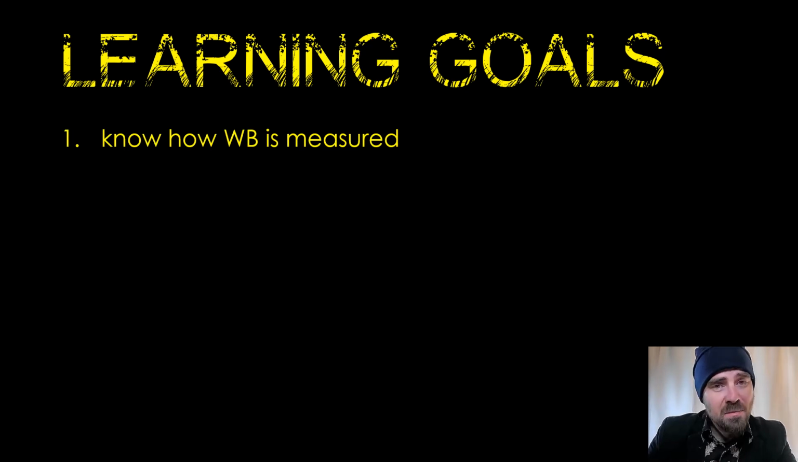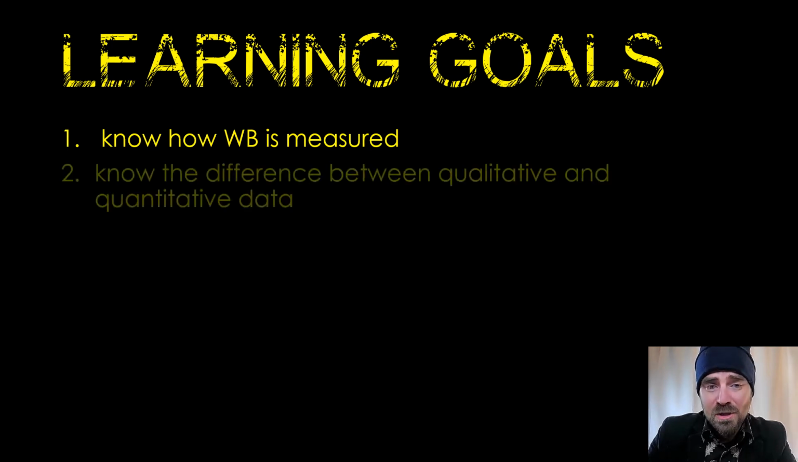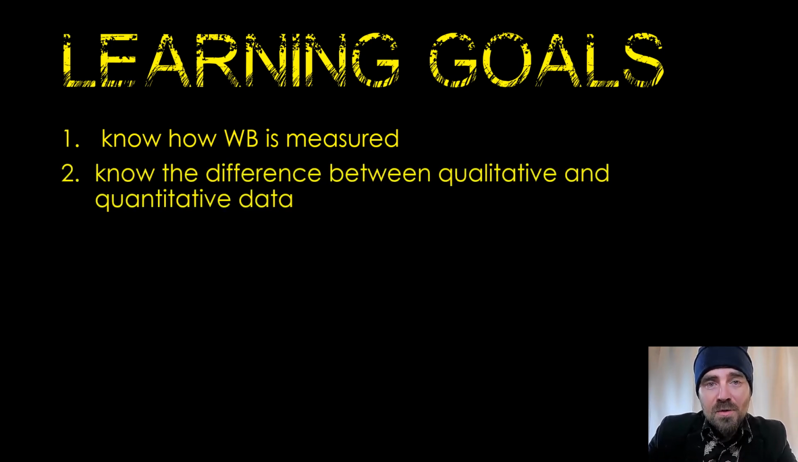Here are some learning goals for you. Make sure you write these down in pen in your exercise book. You're going to know how WB, that is well-being, can't be bothered writing well-being every time. Okay, no, you're going to know how well-being is measured. And you're going to know the difference between qualitative and quantitative data. Hint, quantitative is numeric.